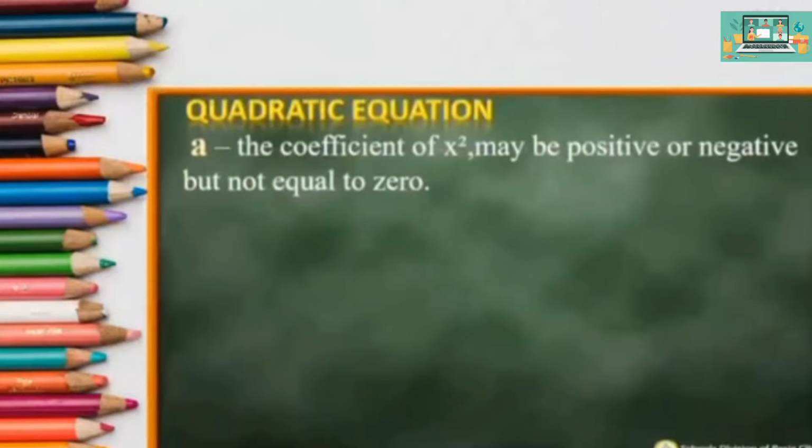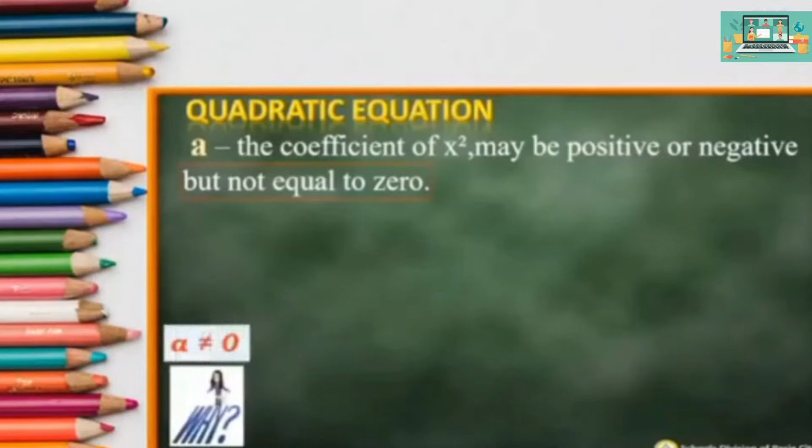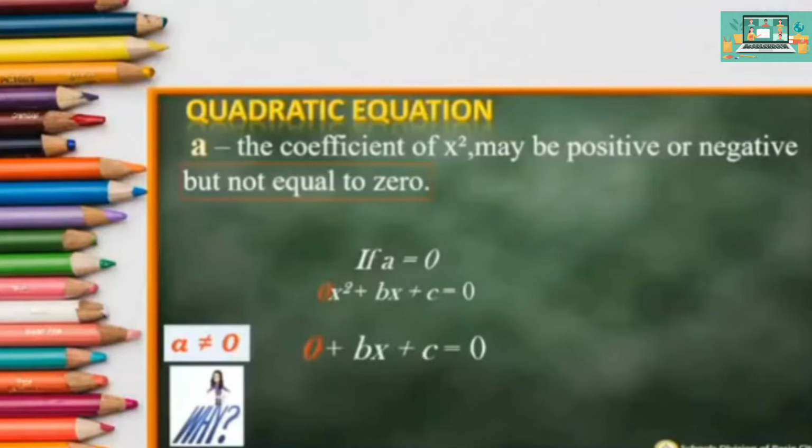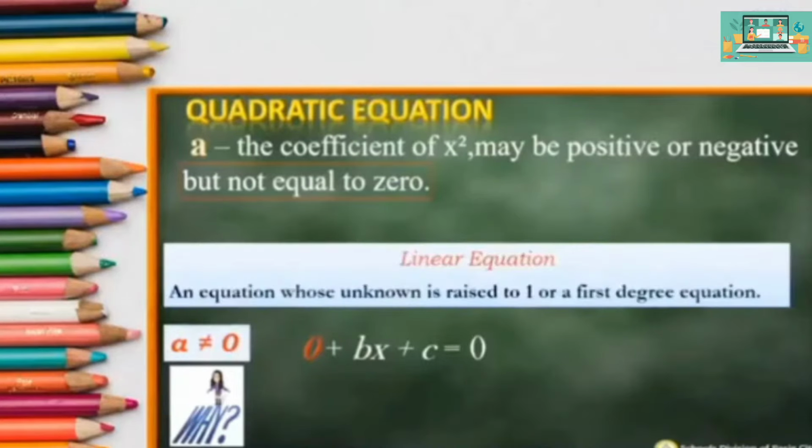In the equation, a is the coefficient of x squared, which may be positive or negative, but not equal to 0. Why do you think a is not possible to be 0? Once a is equal to 0 and we substitute it to the equation, what will happen to the quadratic equation? Correct. It will eliminate the quadratic term, or our quadratic term will turn out to be 0, and the resulting equation will be a linear equation. An equation whose unknown is raised to 1, or a first degree equation.